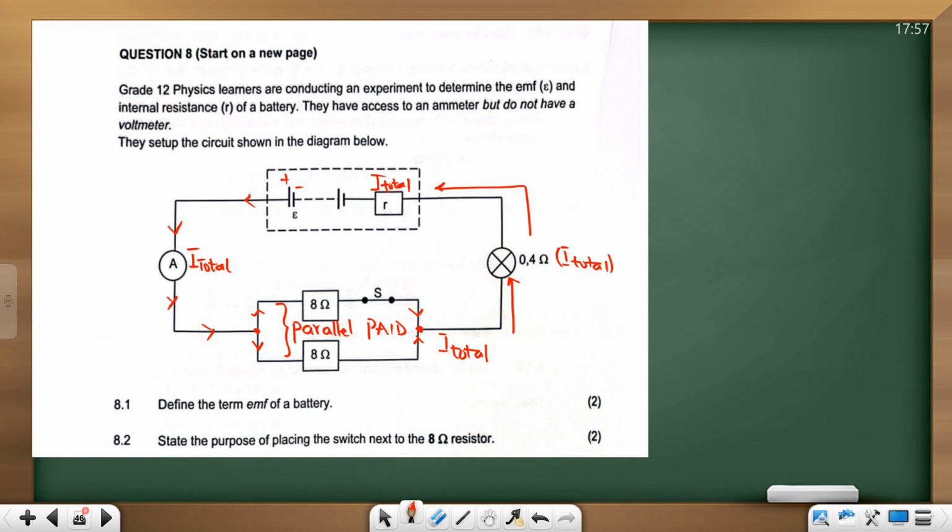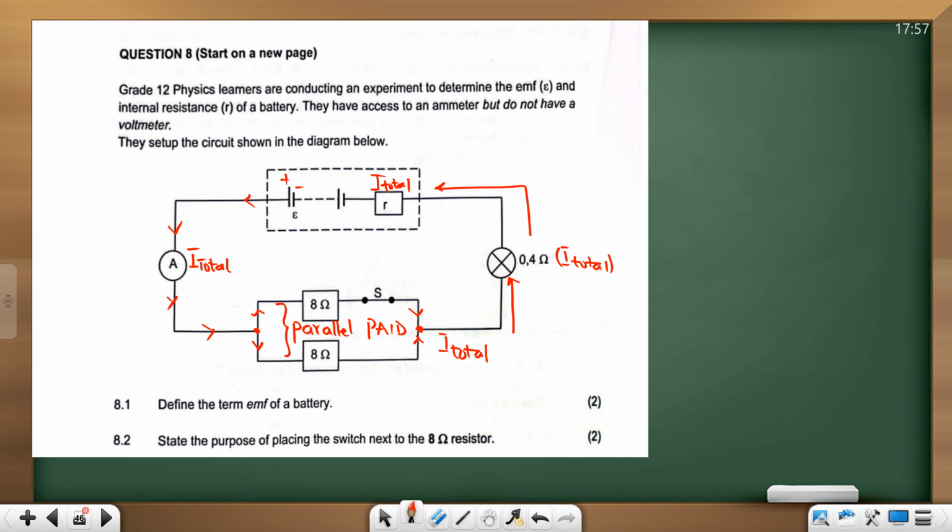Define the term EMF of a battery. That's one of the things we listed a while ago. So what's the EMF? It is the maximum energy that a battery can supply. So take note of that. EMF is the maximum energy supplied by a battery. Your battery supplies energy that moves the charges.